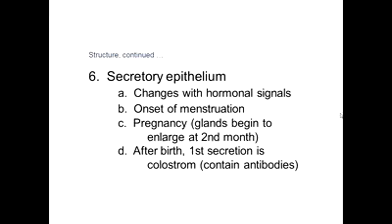The secretory epithelium changes with hormonal signals. At the onset of menstruation and pregnancy, the gland begins to enlarge at the second month. After birth, the first secretion is called colostrum, which contains abundant antibodies.